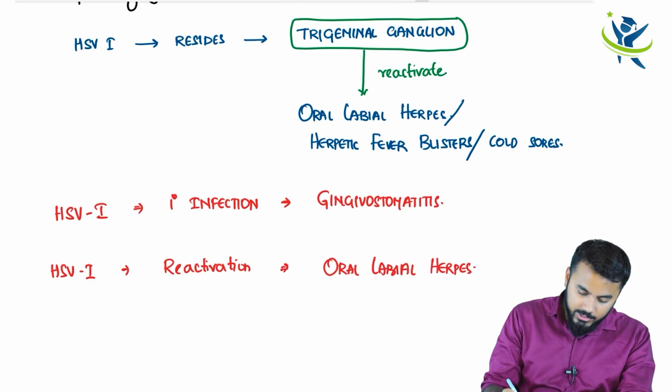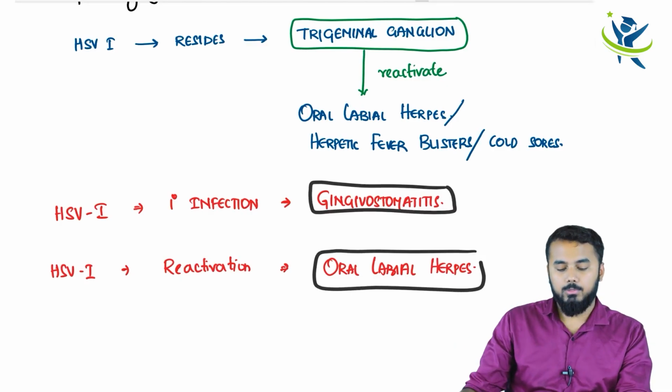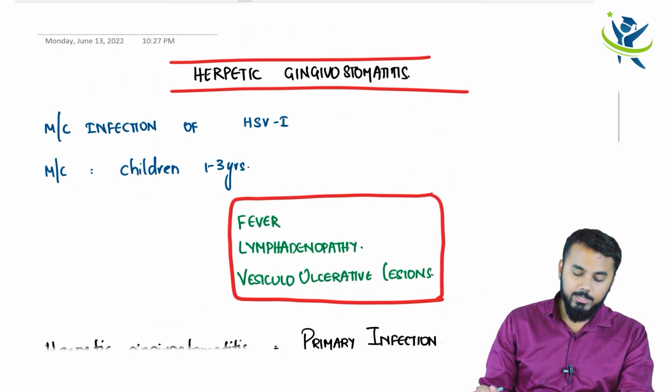So in primary infection there would be gingivostomatitis, whereas in reactivation there will be oral labial herpes or cold sores. So this is all the important information you need to know regarding herpetic gingivostomatitis.